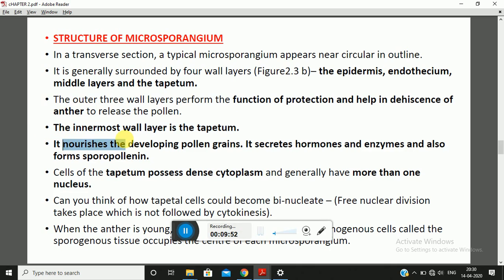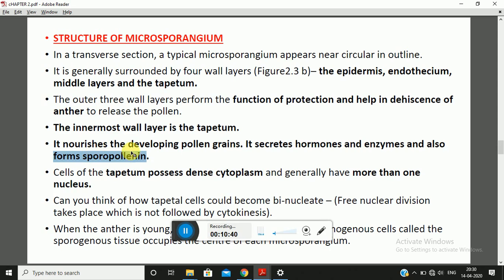The function of the tapetum is nourishment of the developing pollen grains. It provides nutrition to the developing pollen grains. Also, it secretes hormones and enzymes, and it forms sporopollenin. Sporopollenin is considered one of the most resistant substances found. It is resistant to any kind of enzyme, to acids, and to strong alkalis. As a result, due to the presence of sporopollenin, pollen grains can be preserved as fossils.